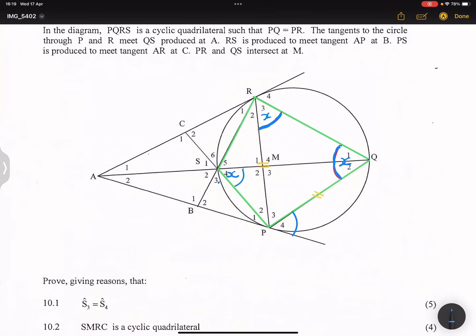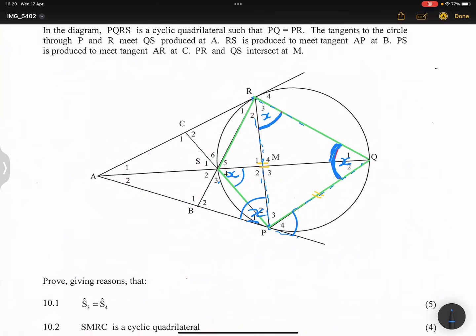Remember, that's the tan-chord theorem. That's the tangent, that's the chord, and the angle opposite that chord. But you'd also see that the whole of angle P1 and P2 would also be equal to x. We'd use the tan-chord theorem. There is the tangent, there's our chord. The angle on the opposite side of the chord is that angle x, angle Q1 and Q2 over there. So this would also be equal to x.